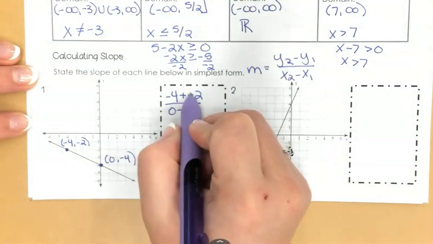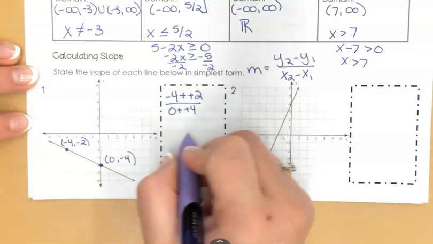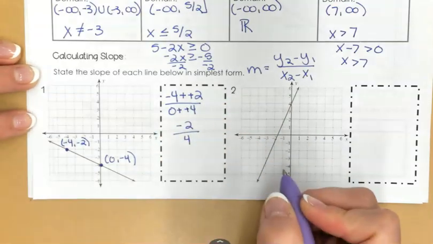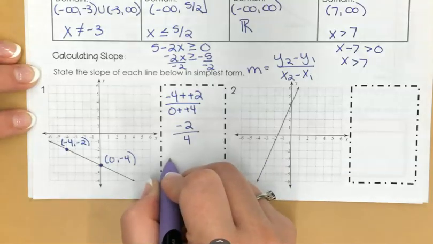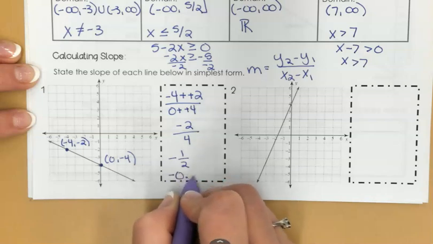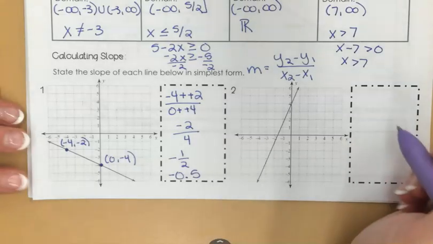Remember, when you have double negatives, that becomes plus positive. So negative 4 plus 2, that is negative 2. 0 plus 4 is 4. So my final result for my slope here is negative 1/2, which as a decimal would be negative 0.5. And I'm bringing up decimals because when we get to the back side with applications, we will have some decimals.